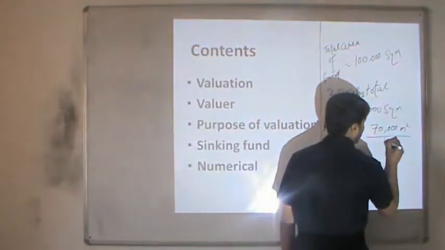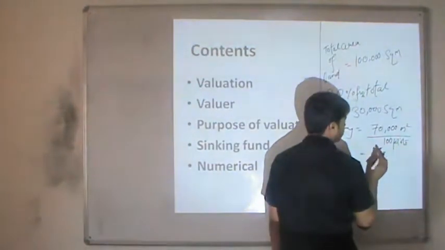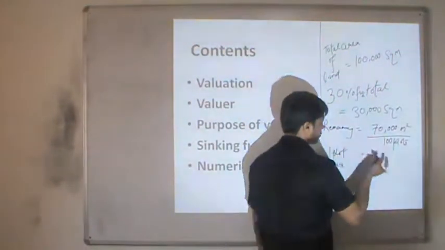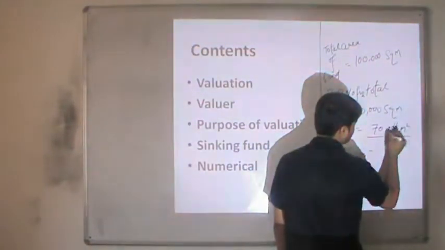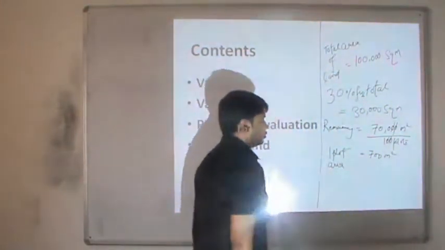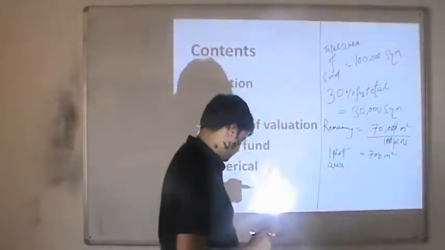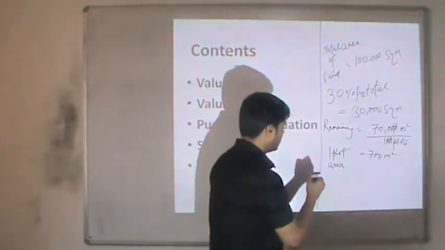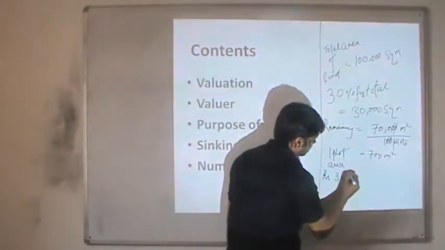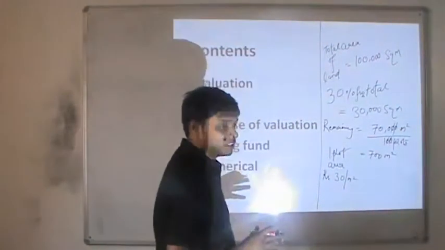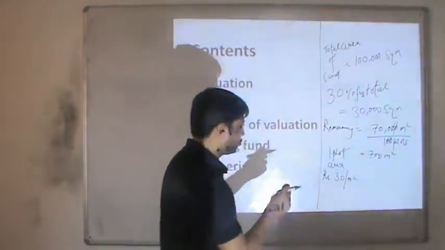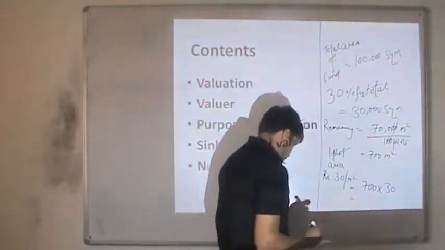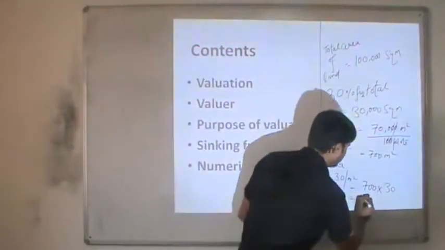So if you divide this into 100 plots, the area of one plot comes out to be 700 square meter. The selling price, which is already given in the numerical, is rupees 30 per square meter. So for one plot the selling price will be 700 into 30, which comes out to be 21,000.